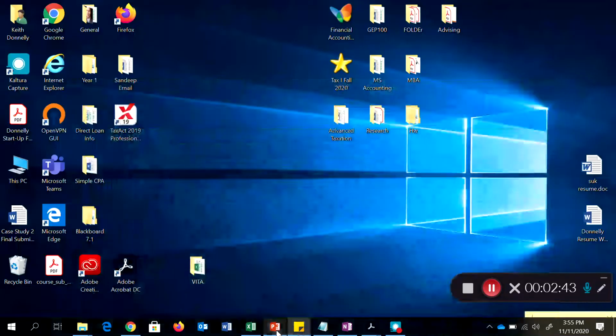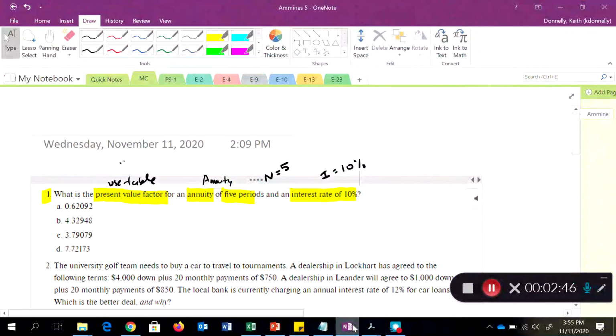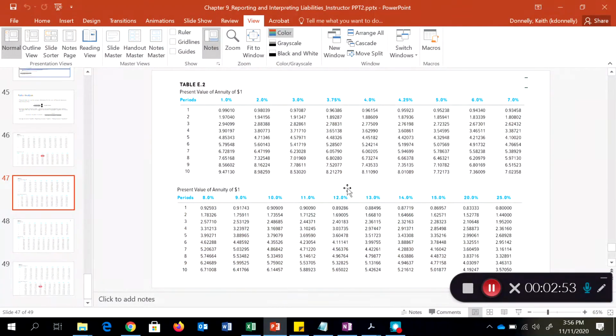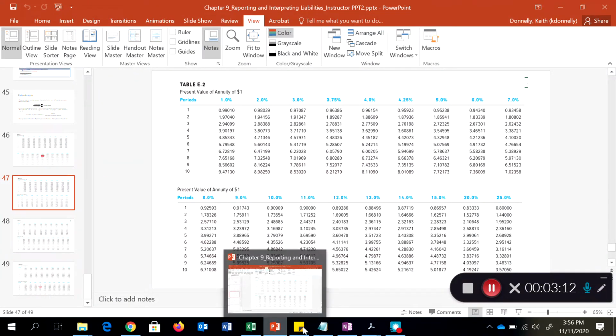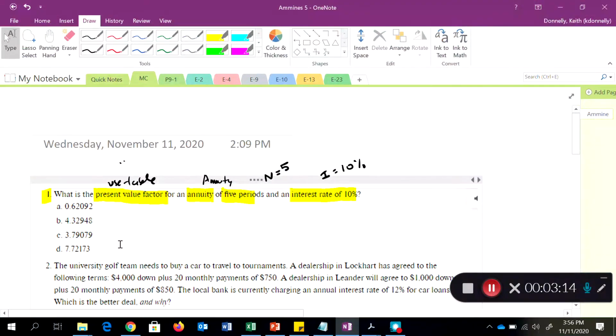So the present value factor of an annuity of 5 periods with an interest rate of 10%. Okay, here we go. Interest rate was 10. We know we're dealing with the present value of an annuity, right? Our interest rate is 10%, and the number of periods is 5. So that would be 3.79. So we look back, there we go, C, 3.79.